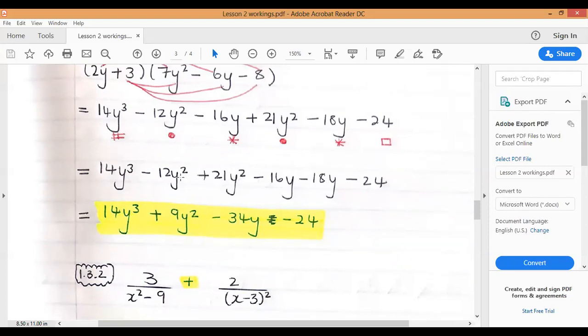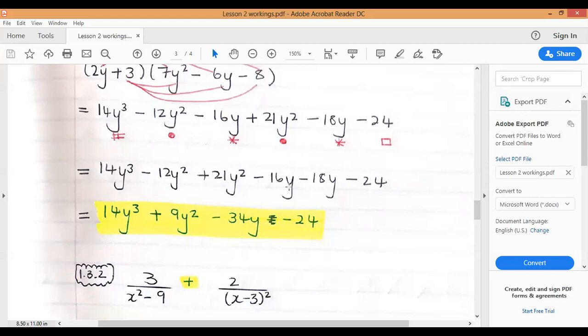Remember, you must always take the sign of the bigger number. The bigger number is 21. It's plus, then you subtract 12 from 21. It's 9y squared. Perfect. Then you look at this one now. Here, both the signs are the same.